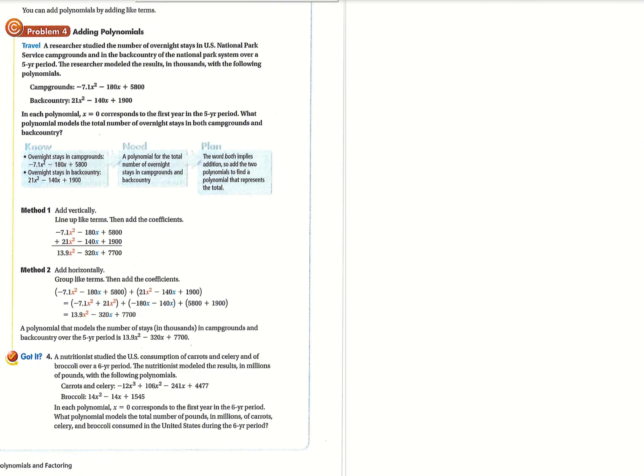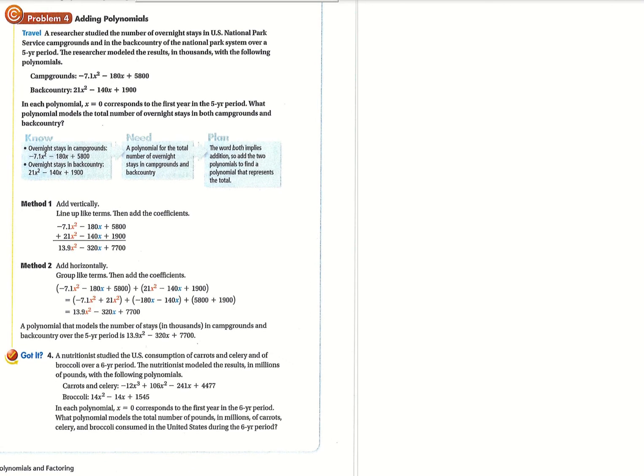All right, so the last bits of this are adding and subtracting polynomials. They give us a word problem here, but I don't really want to focus on the word problem aspect of it right now. I just want to work with the numbers themselves, just so that we can get comfortable with them. I'm not even looking at what the word problems mean. The first thing that I see is this campgrounds part, and then the second thing is that backcountry part. Now, whenever we're adding polynomials, all we got to do is combine like terms. So it's real simple, nothing too difficult here.